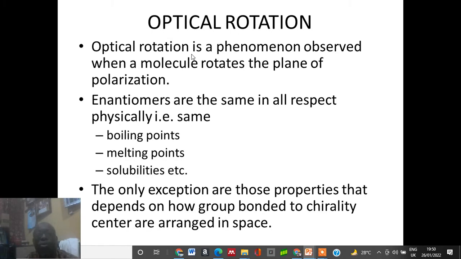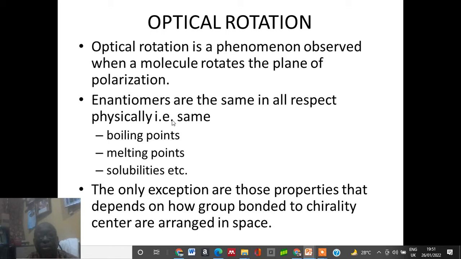Now, optical rotation. This is a new terminology. Optical rotation, a new topic. Optical rotation is a phenomenon observed when a molecule rotates the plane of polarization. So when a molecule rotates the plane of polarization, we say the molecule is optically active, and the phenomenon is known as optical rotation.